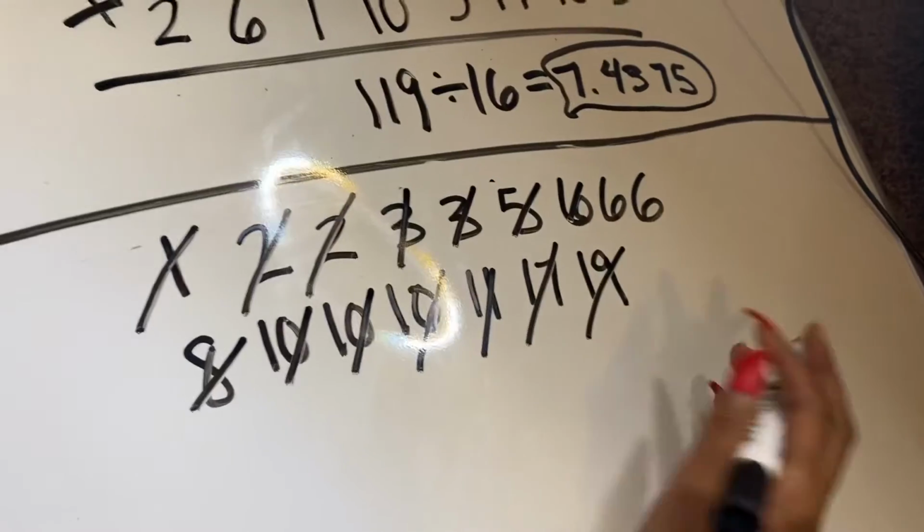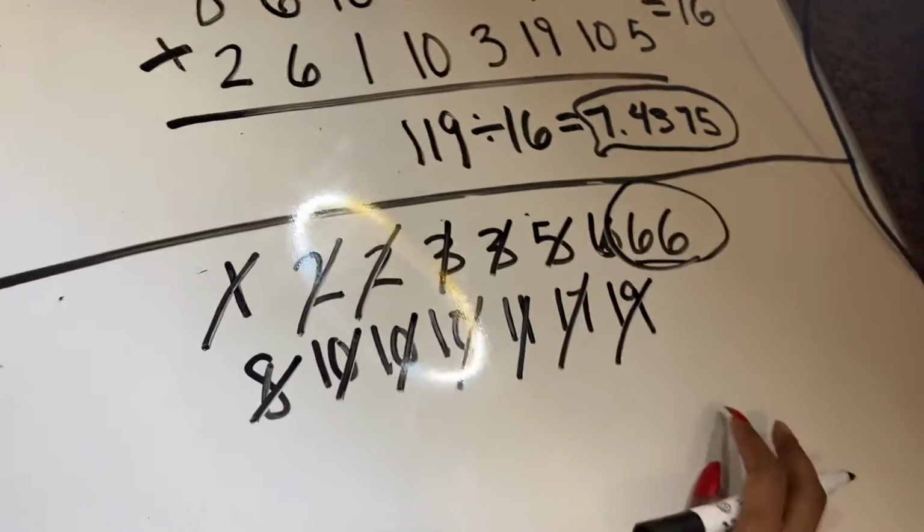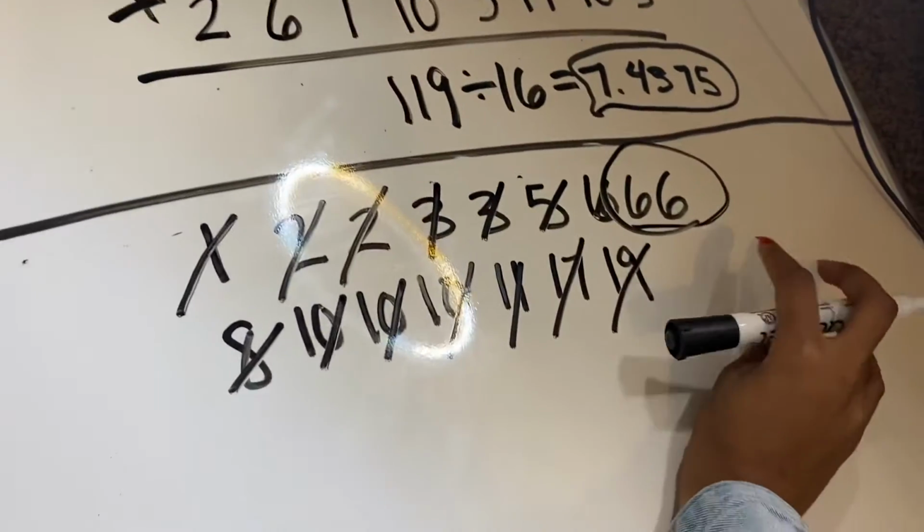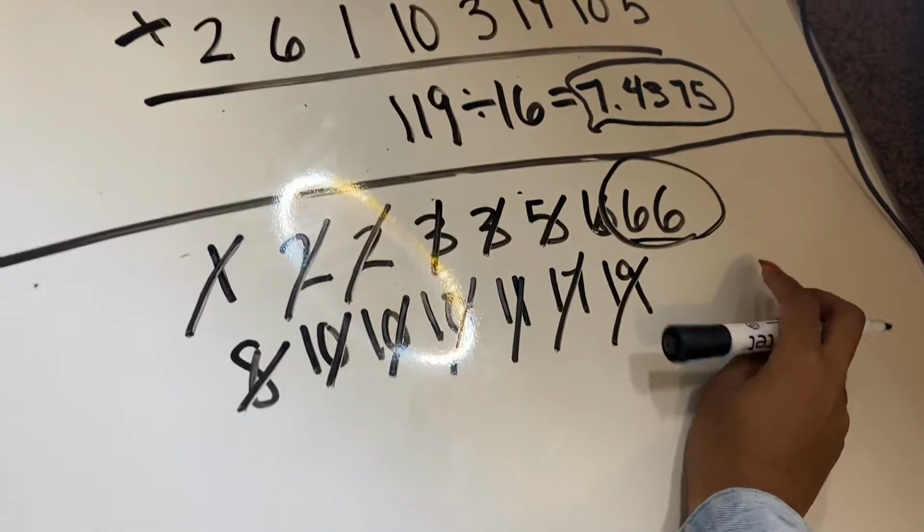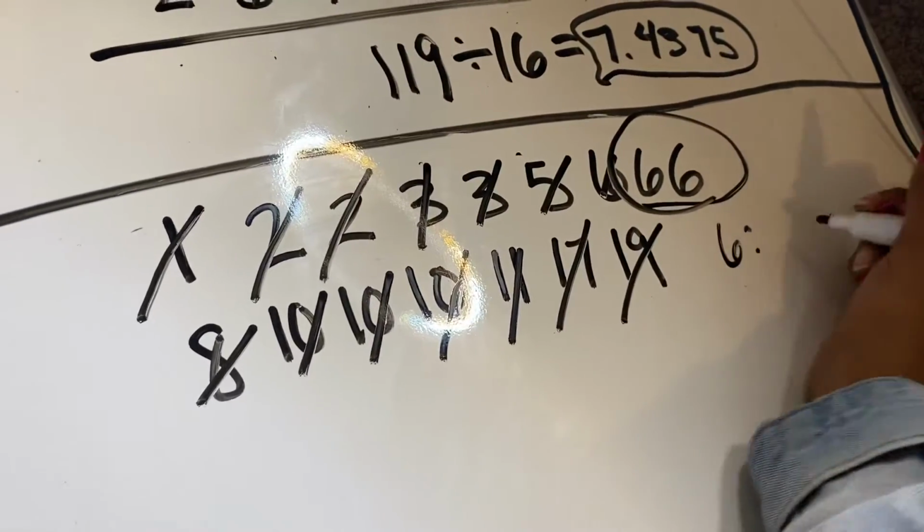Okay, so now what you see is two numbers in the middle, and they're both 6. When you have the same number in the middle, then that's just what your median is going to be. So the median is going to be 6.